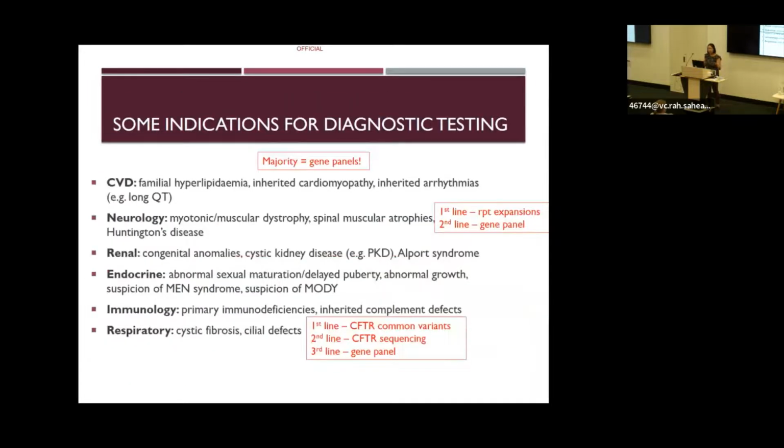And a few more indications. A lot of these ones on this particular slide, you'll be ordering gene panels because they're very genetically heterogeneous. One particular example I want to point out is, as we were talking about before, repeat expansion. So a lot of neurodegenerative diseases tend to be caused by repeat expansion. So say, for example, spinocerebellar ataxia, it's best to order a spinocerebellar ataxia repeat expansion panel first. If that's normal, then you can think about reflexing to an ataxia gene panel.